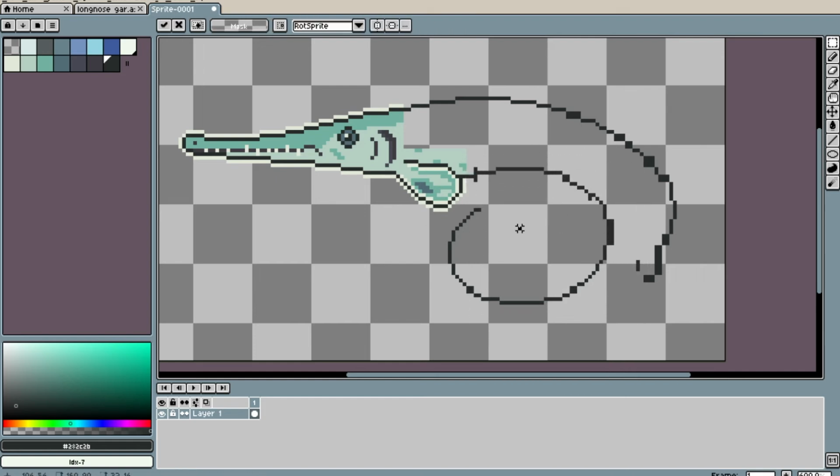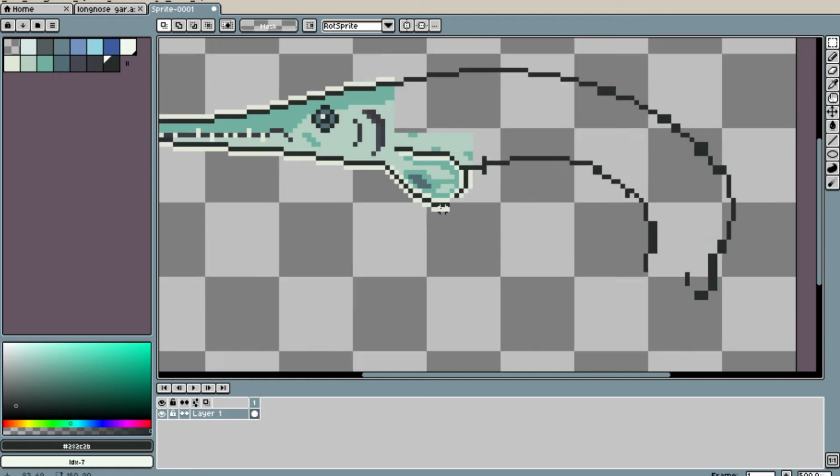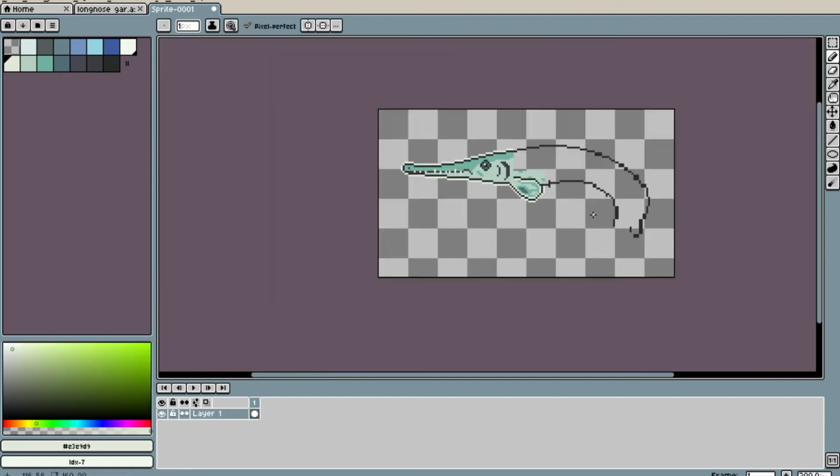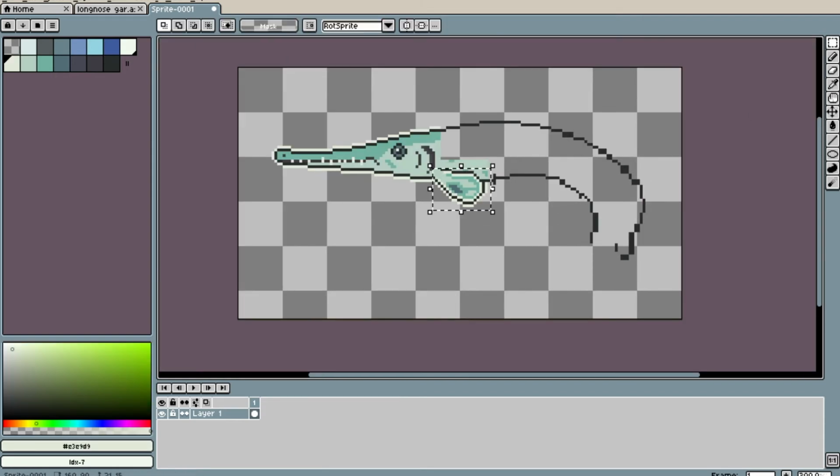I realized gars can't pose like this. They have very stiff spines, so oops, my bad. I should have known that going in and maybe done a little bit more research, but I still like how this turned out, so I kept it in.